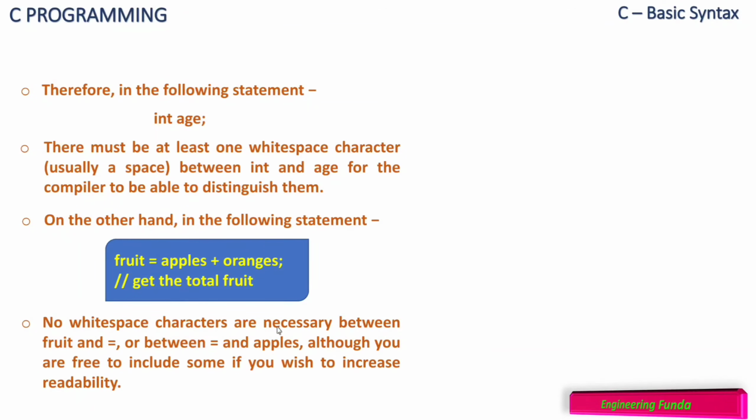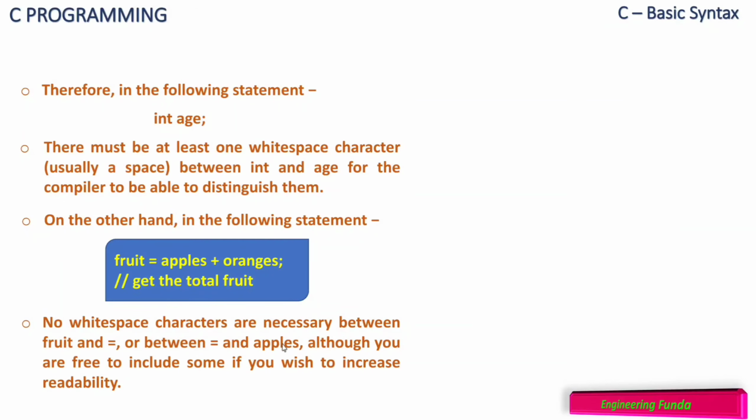No white space characters are necessary between the fruit and the equal to, because this equal to is a sign, where fruit is an identifier, and this sign equal to or this sign plus cannot be used as an identifier. So the compiler understands that when it gets this equal to, the string or the letters before equal to should be considered as one identifier.